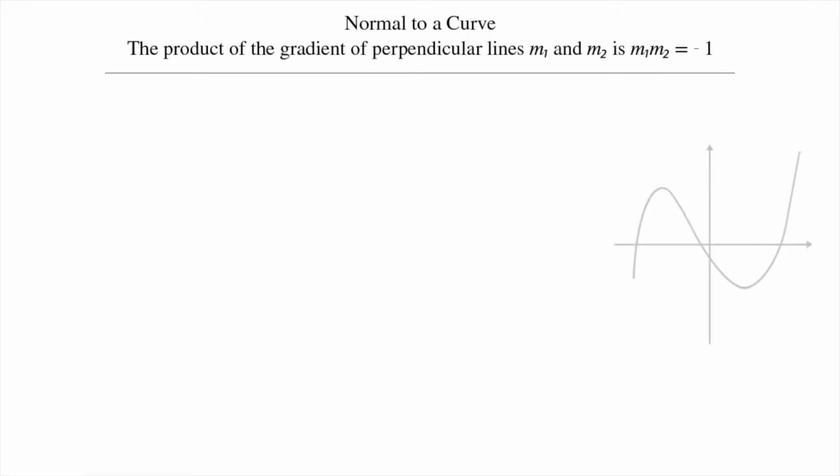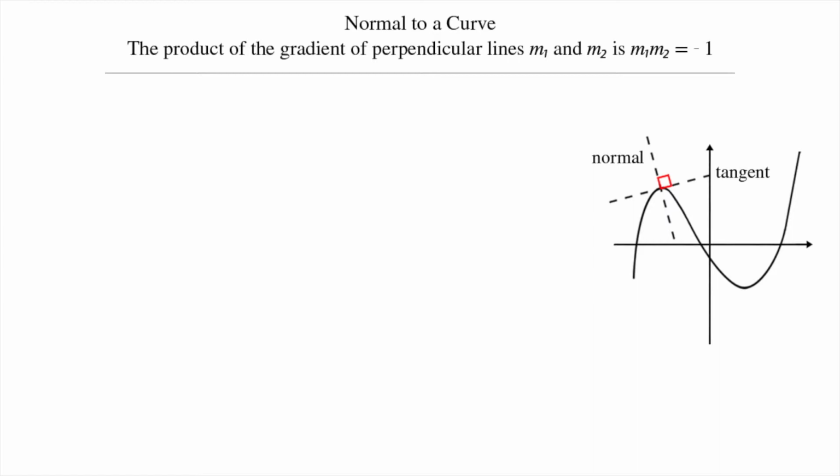Let's have a look at normals on a diagram. Suppose we take the point marked by the red dot, and then consider the tangent to the curve at that point. We know the normal is perpendicular to the tangent, so it would look something like this. Now, we know how to compute the gradient of the tangent at a given point. This was covered in the previous video, and via the formula for the gradient of perpendicular lines, we can compute the gradient of the normal.